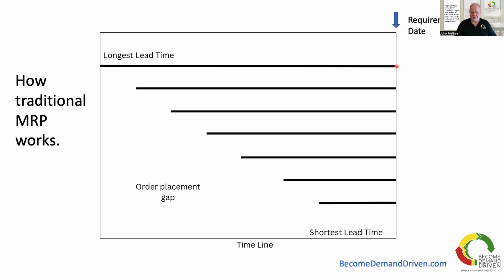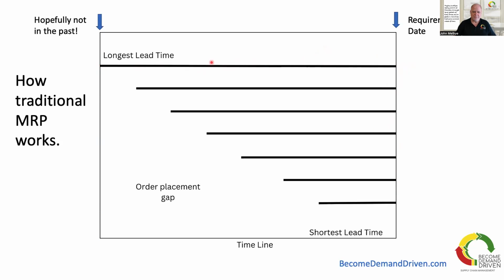Based on that requirement date, we use the lead time of our components, and let's start with the longest lead time item, and we back schedule to say, if we need this component to arrive on this date, then we need to order it on this date. And that is based on the component lead time often given to us by the supplier. And we do that for every single component.